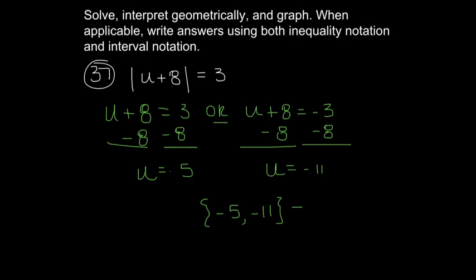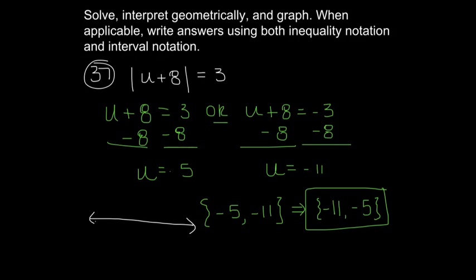A better way to write that would be to put the smaller number first. So we could write it as negative 11 and negative 5. Notice how I use the braces, which shows me that these two values are the only two numbers that are solutions, not everything in between. To graph, I only want to cover the solutions, which in this case are negative 5 and negative 11. So I just put the dots on negative 5 and negative 11. This is not an interval, so I cannot write it in interval notation.